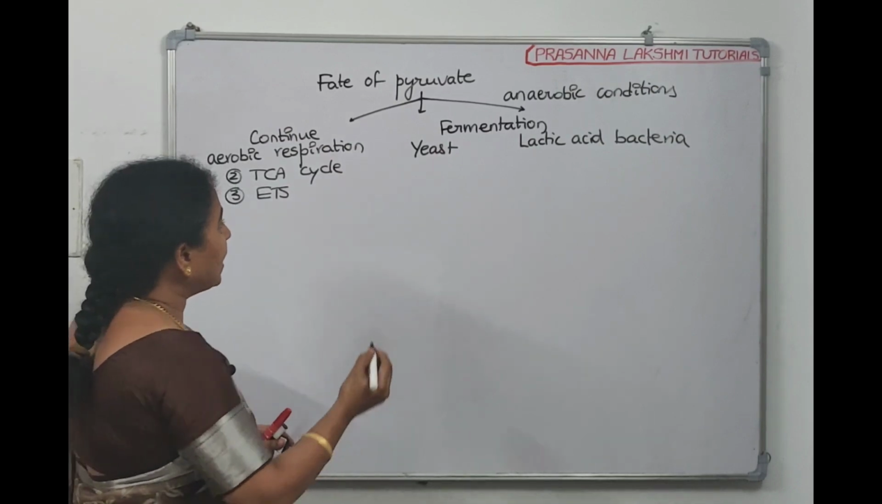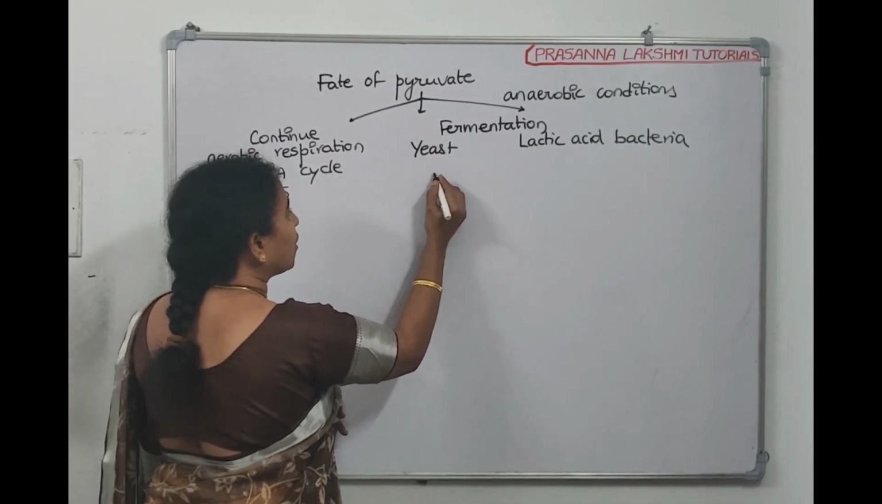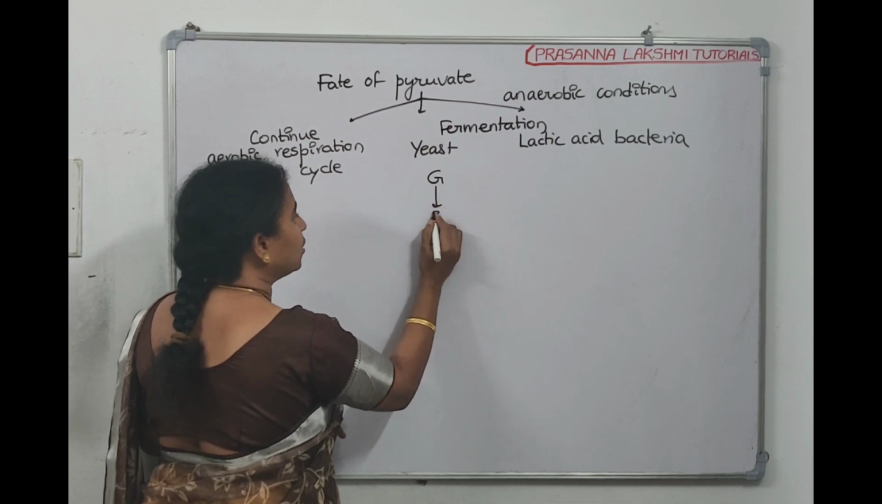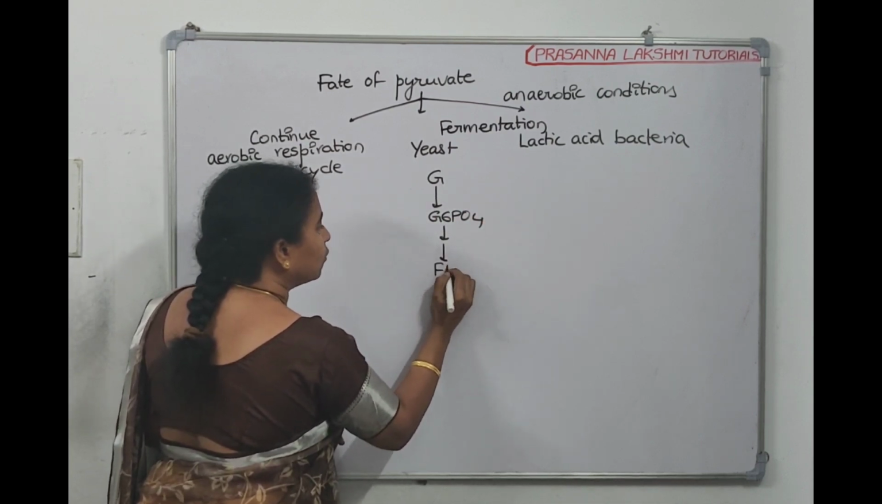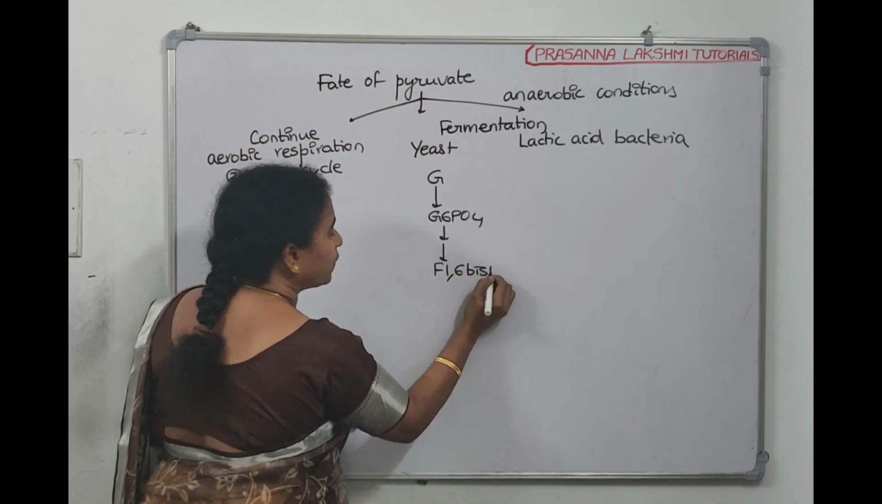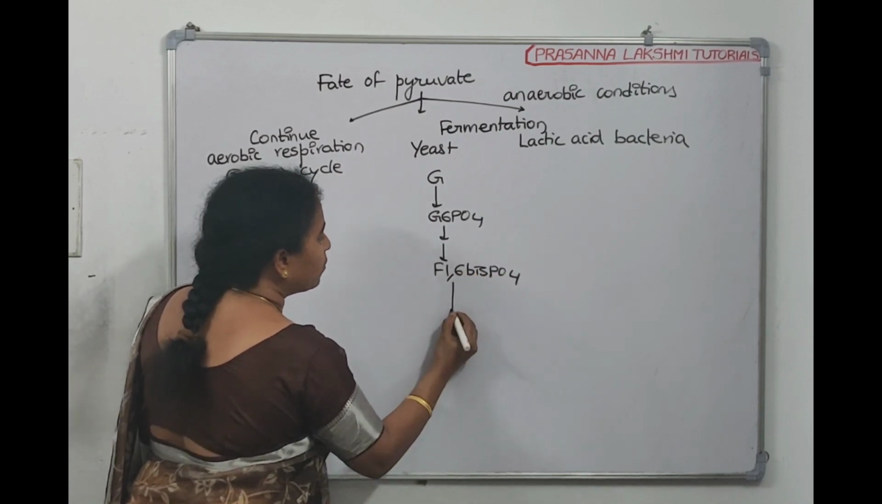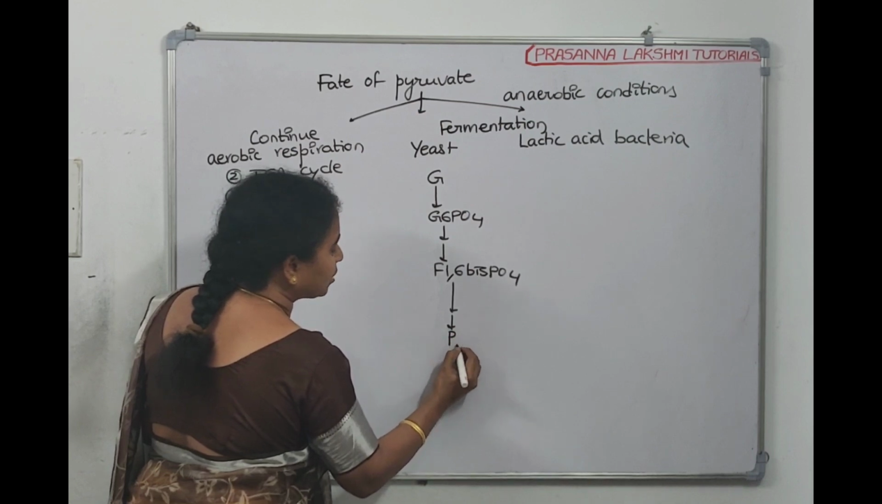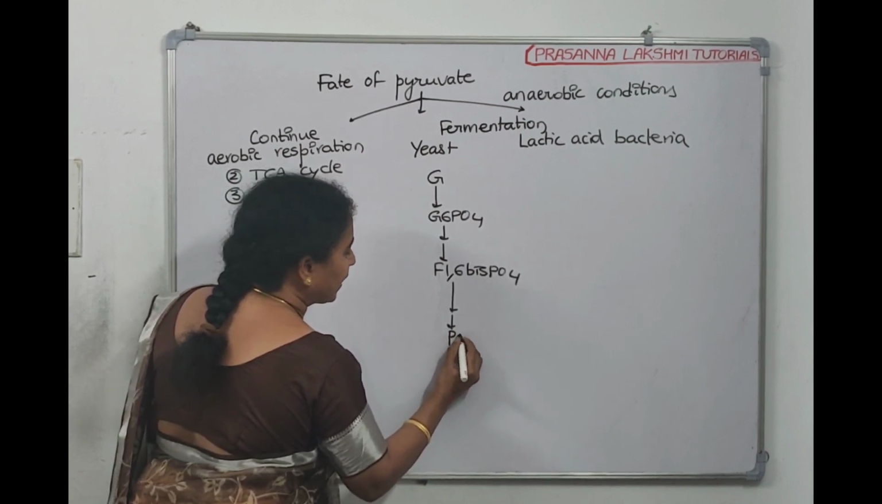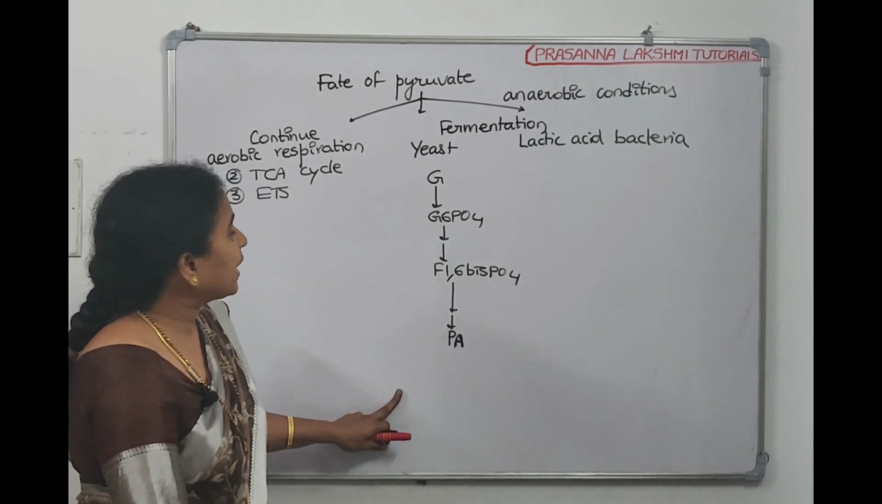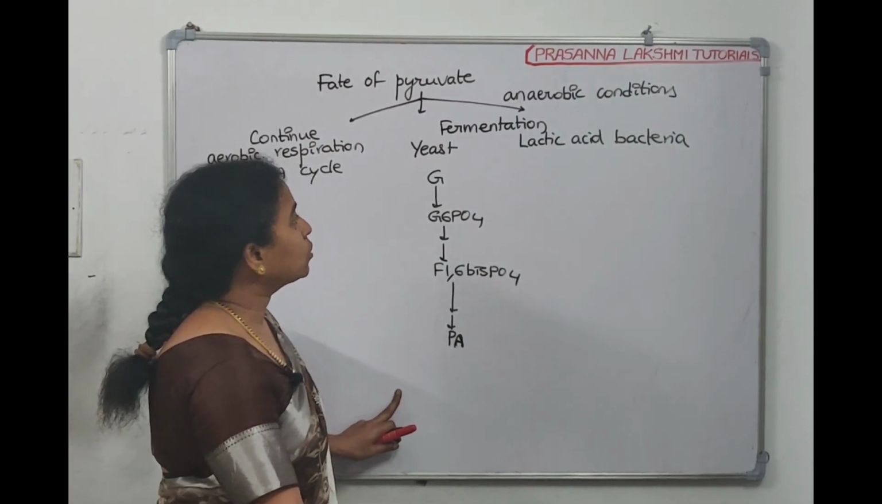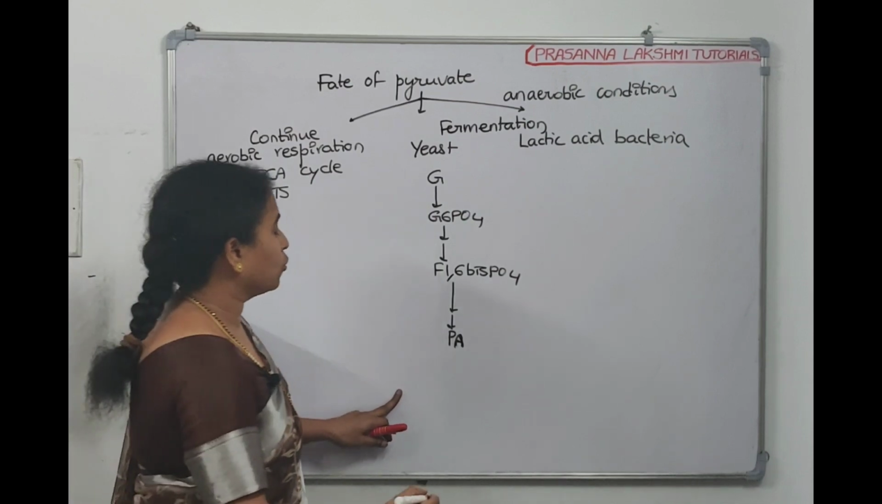We have seen that in glycolysis, glucose got converted to glucose 6-phosphate, then to fructose 1,6-bisphosphate, and after some reactions it got converted to pyruvic acid. Now this pyruvic acid can make alcohol, and it can make lactic acid also.